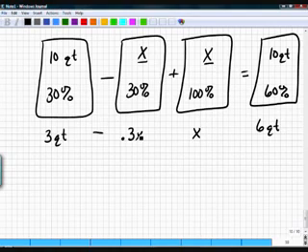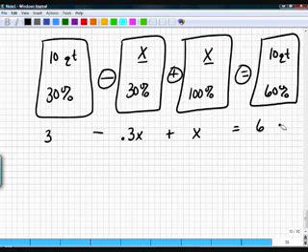We're going to take out 0.3x. We're going to put back in x, and it's going to equal 6 quarts. All I did was bring down my signs there. And then you just solve it. You see now why I said this is one of the easier problems? Because that's very linear. There you go. 3 plus 0.7x, because minus 0.3 plus 1 is 0.7, equals 6.